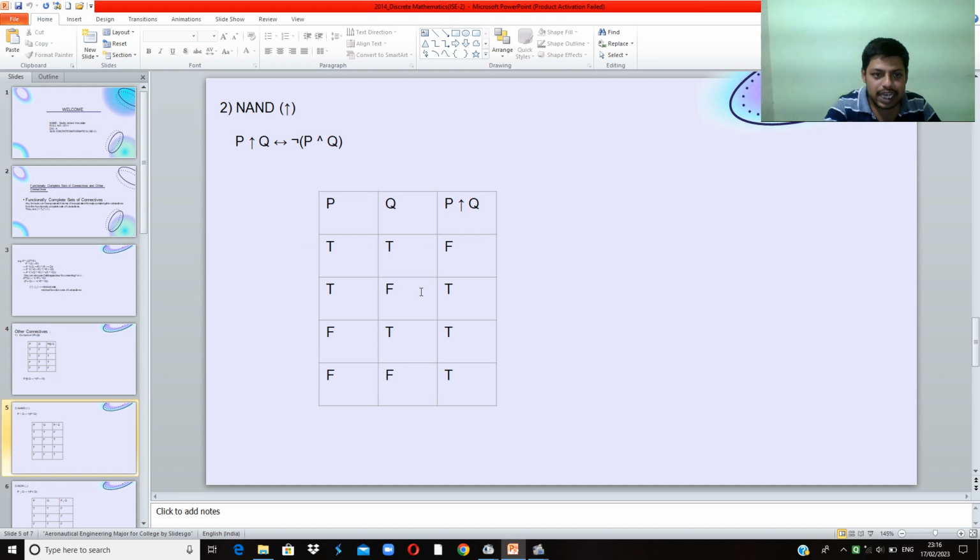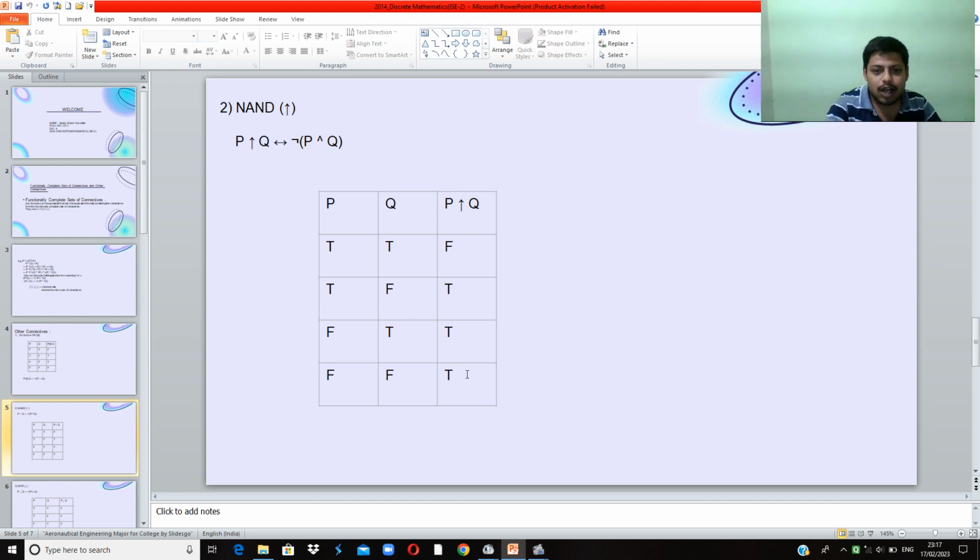Now we study the next table, NAND. NAND, with the upward arrow, is equivalent to not of the bracket P and Q. We have taken the truth values for P, true true false false, and for Q, true false true false. How does the outcome come here?